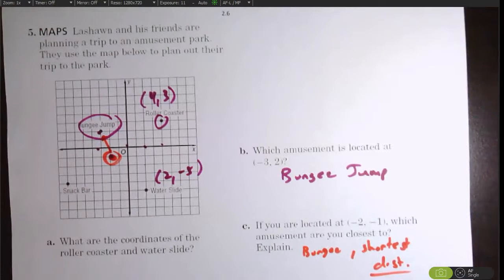There you go. So those are some problems from section 2.6. If you got any questions, come in before school or whatever it is, sometime you can come in and we'll take a look.